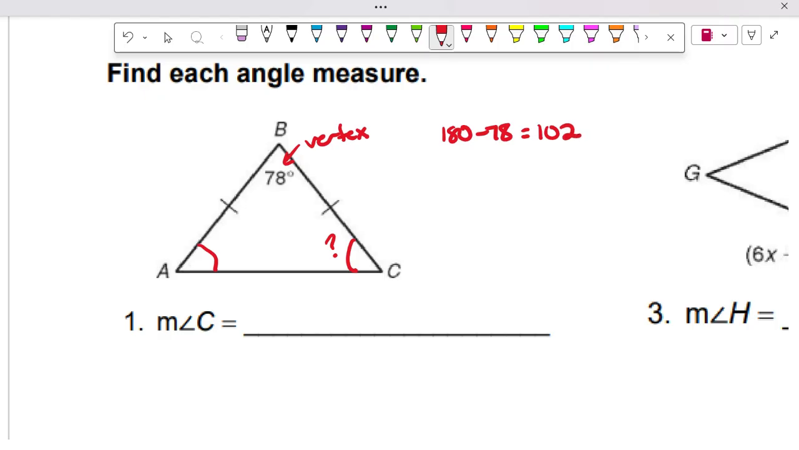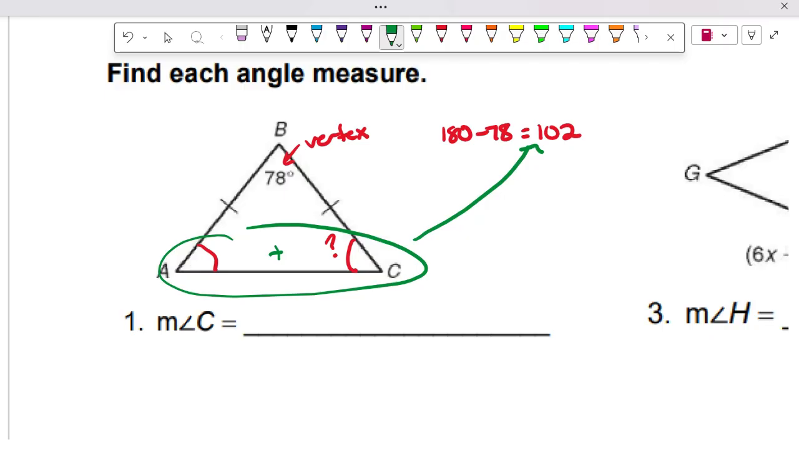All right. That means that the sum of these two angles equals 102 degrees. Well, since they're congruent, we have to cut that angle measure, or that sum, in half, however you want to put it. Because think about it. If I told you the two angles equal 12, but they're congruent, what would the two measures have to be? 6. All right, because 6 plus 6 is 12. So I'm going to divide 102 by 2 and get what? 51 degrees.